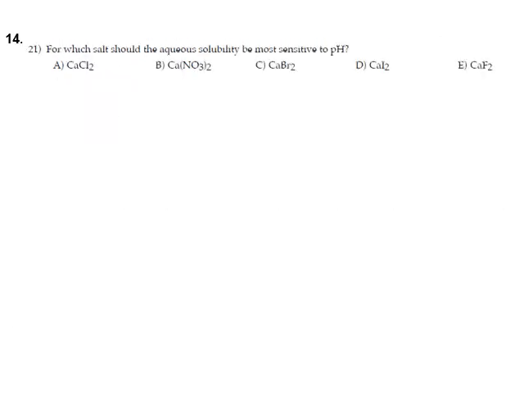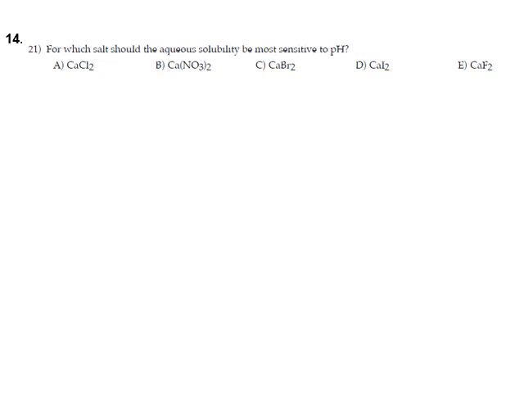For which salt should the aqueous solubility be most sensitive to pH? What you're looking for if you get this kind of problem is the one that is the conjugate base of a weak acid. So if you check across the anions all the way across that row of answers, you've got Cl, NO3, Br, I, and then F. In other words, which of the following acids would be a weak acid?